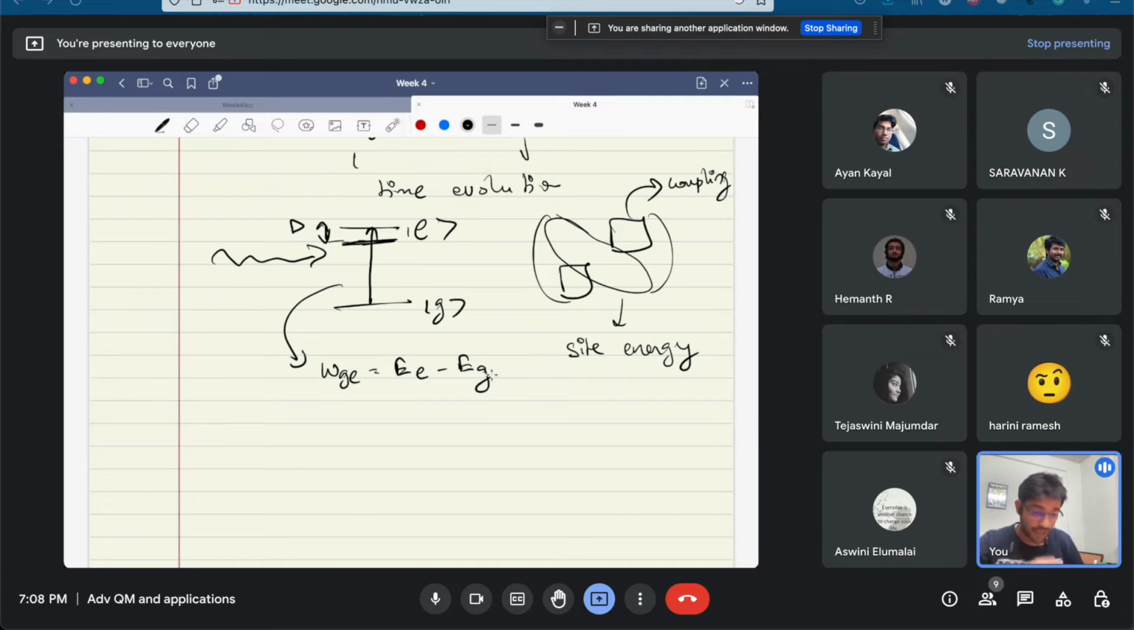Now if you don't have a laser with this particular frequency, let's say you have omega naught, which is not exactly this, but some delta away from the main resonance frequency, in that case we call this a detuning, and we will see how this detuning actually affects the excitation of such a system.